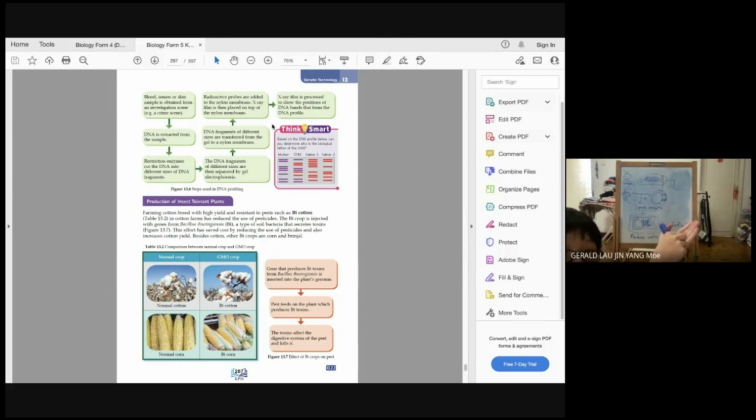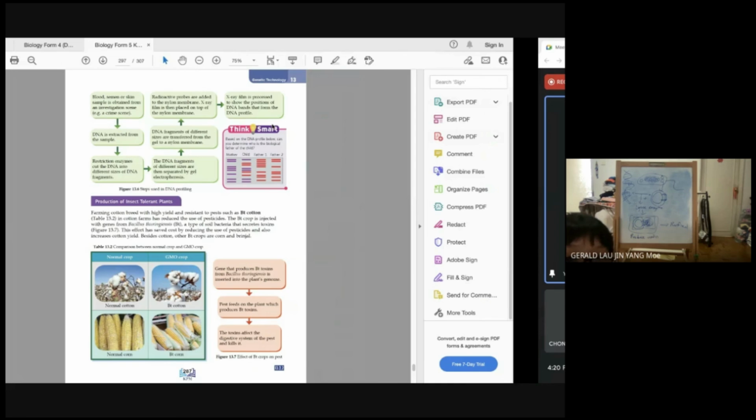Because you see, the DNA band is very thick, right? The band. That's why when the X-ray shines, it will be black in color. So the X-ray film is processed to show the position of DNA bands that form the DNA profile. Understand?